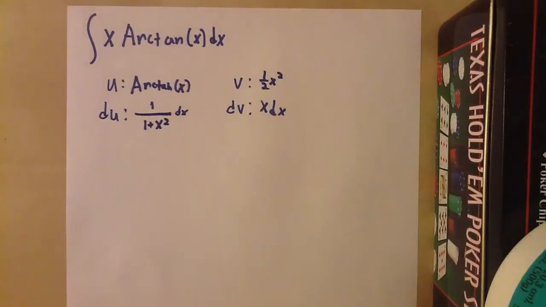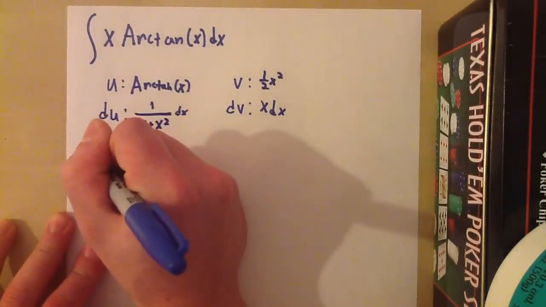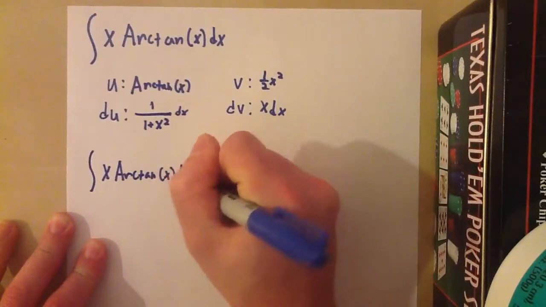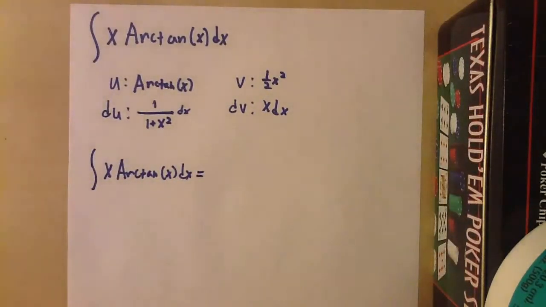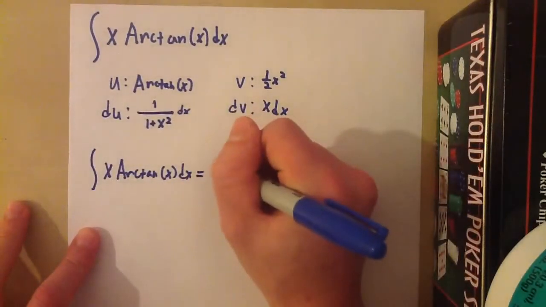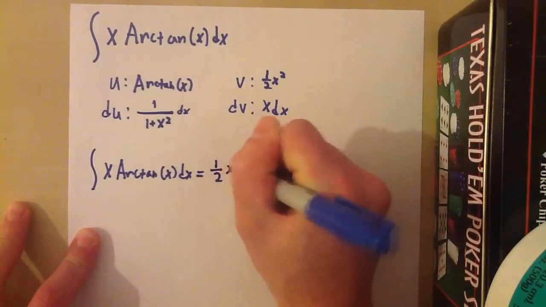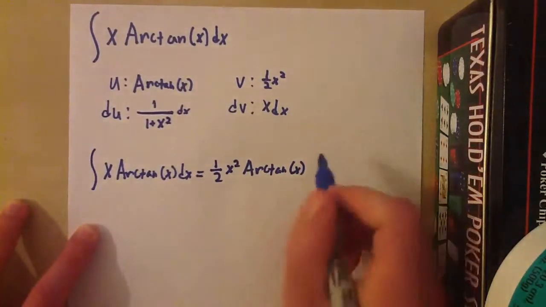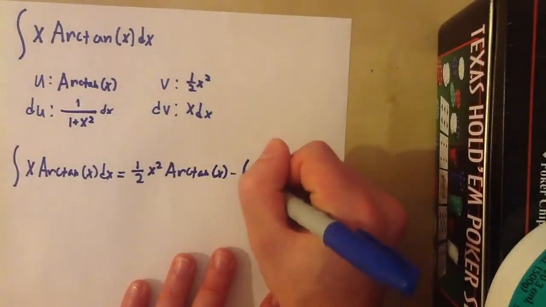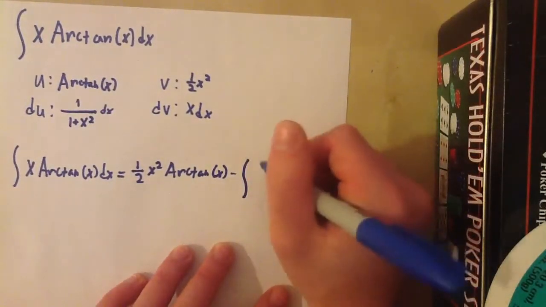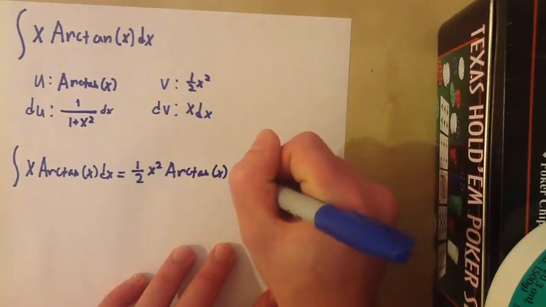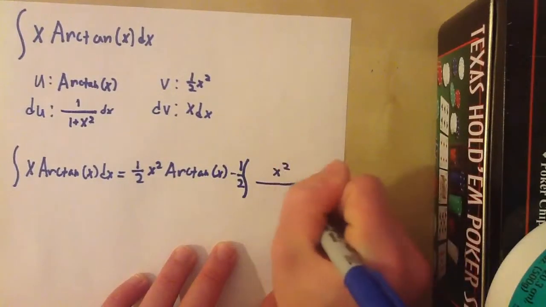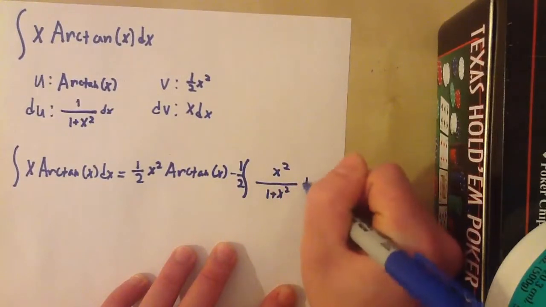So let's go ahead and work this problem through. So we know the integral of x arctan x dx is equal, well, first we have our uv, which is 1/2 x squared times arctan of x, and then we need to subtract the integral of v times du, which is, let's put the 1/2 out here, the 1/2 from our v, and then we have x squared on top over 1 plus x squared dx.